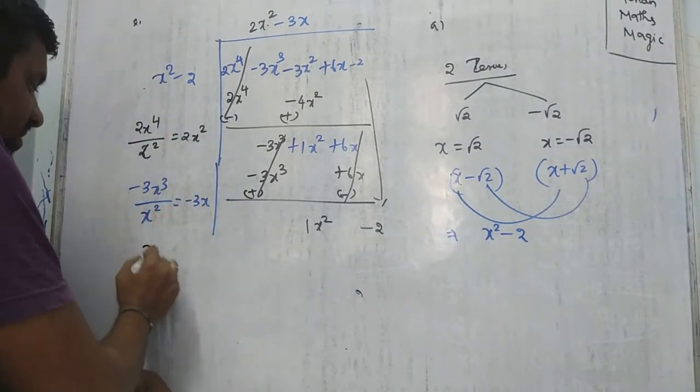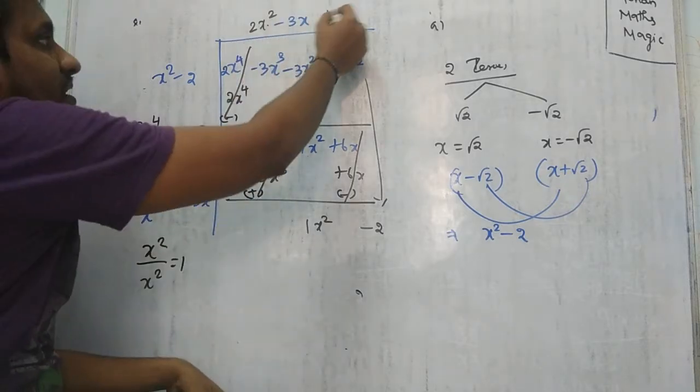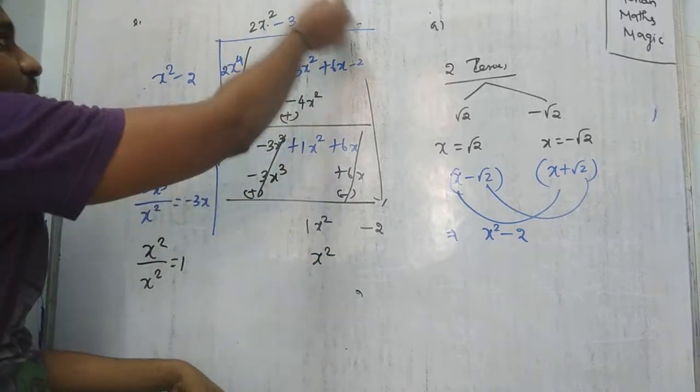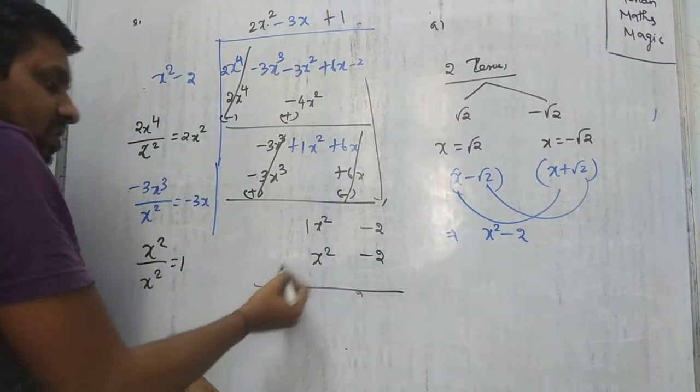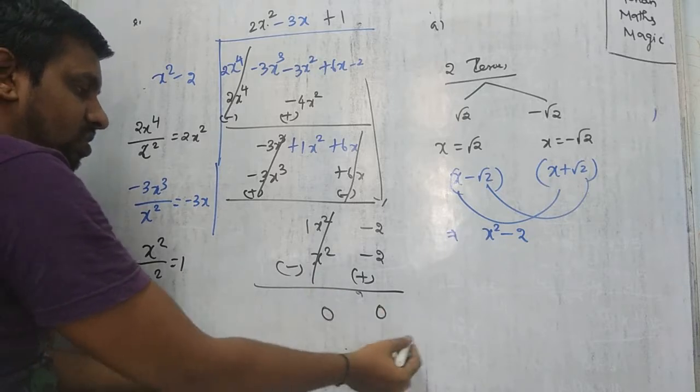Repeat the next step. X square upon x square, answer is 1. So put the 1 here. Now multiply x square into 1, 1x square. Minus 2 into 1, minus 2. Change the symbol. Get 0. This also 0.